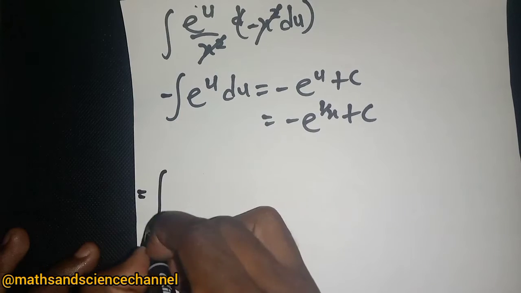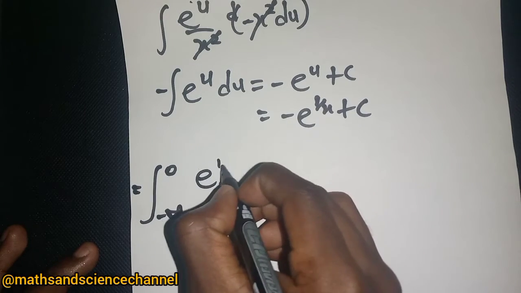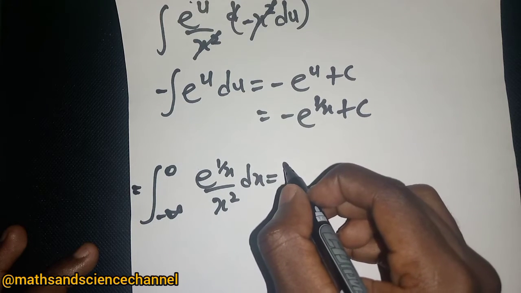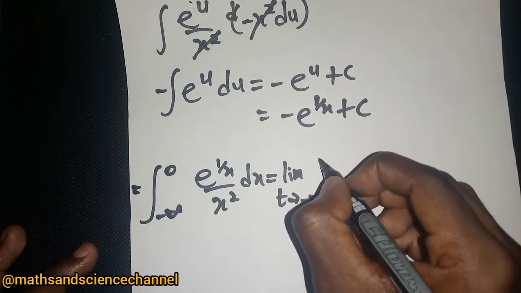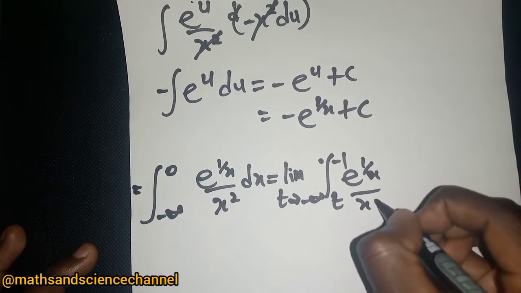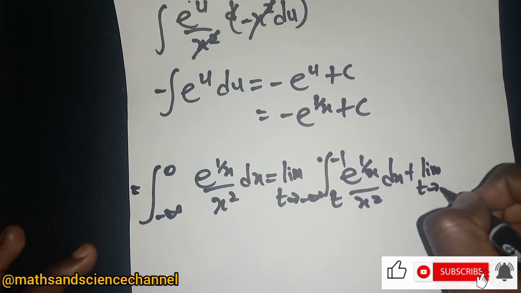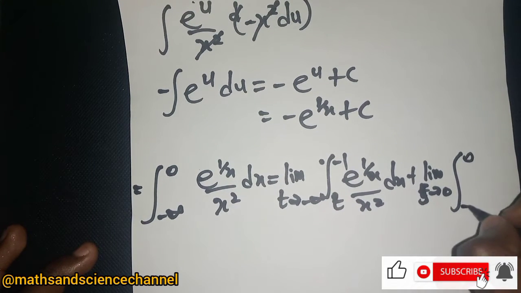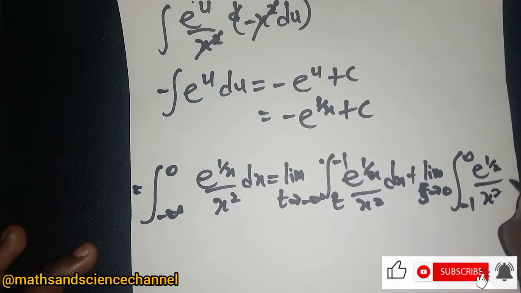So our general integral, from negative infinity to 0 of e to the power 1 over x over x squared dx, will be equal to the limit as t approaches negative infinity, from t to negative 1 of e to the power 1 over x over x squared dx, then plus the limit as a approaches 0, from negative 1 to a of e to the 1 over x over x squared dx.